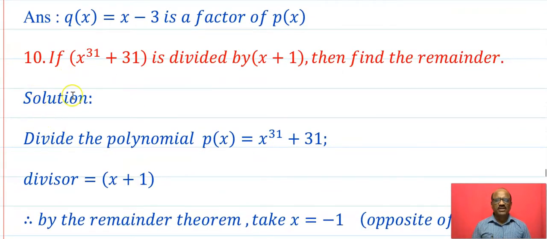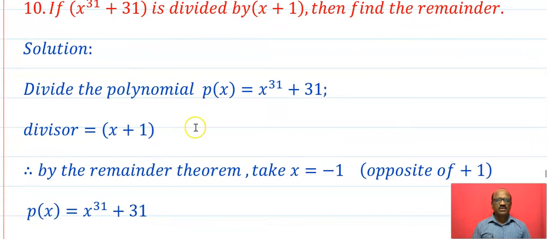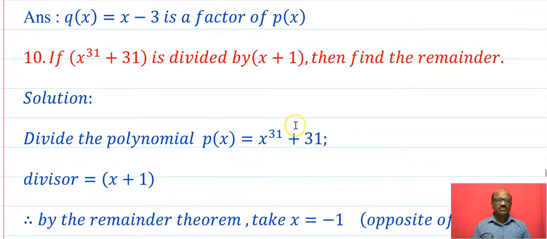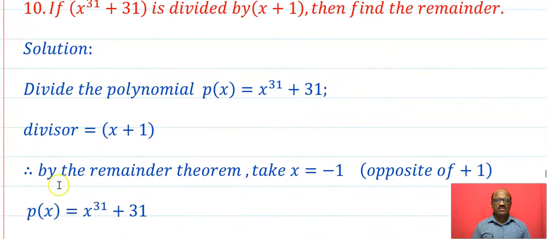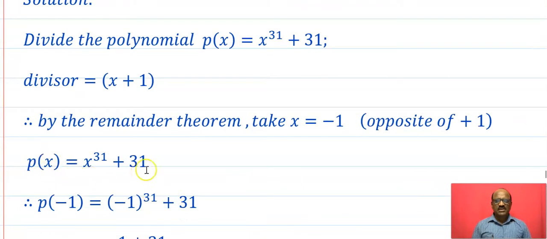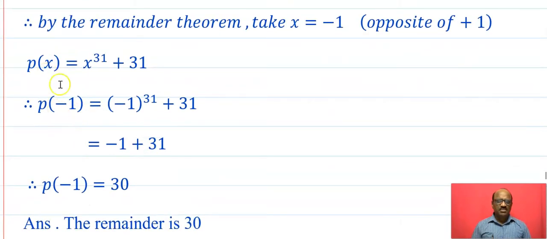Now the problem number 10. If x raised to 31 plus 31 is divided by x plus 1, then find the remainder. Again, see this polynomial. That is p of x is equal to x raised to 31 plus 31. Divisor x plus 1. Therefore, by the remainder theorem, take x is equal to minus 1, that is the opposite of plus 1. Now here, replace x by minus 1.